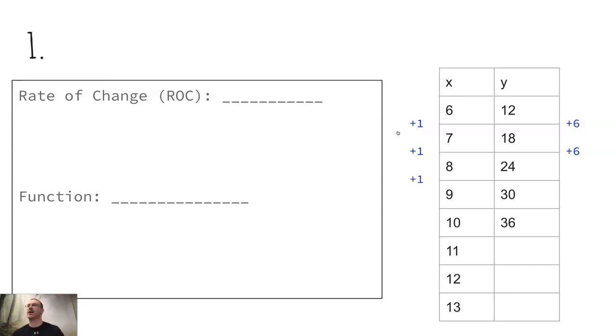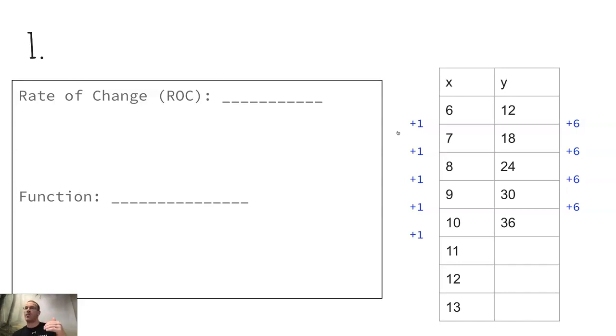8 to 9, I go up by 1. 24 to 30, I go up by 6. Right, so now you can see that it looks pretty constant, right? It looks like every time we increase by 1, y goes up by 6. So we can see that the ratio is the same here, 6 to 1. So now we can use that to extend our table.